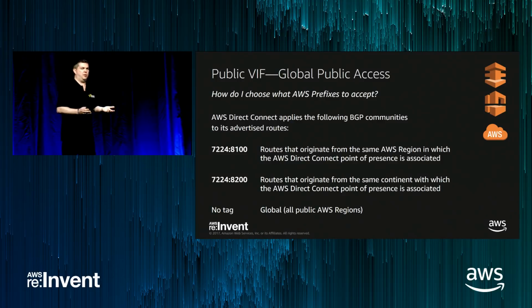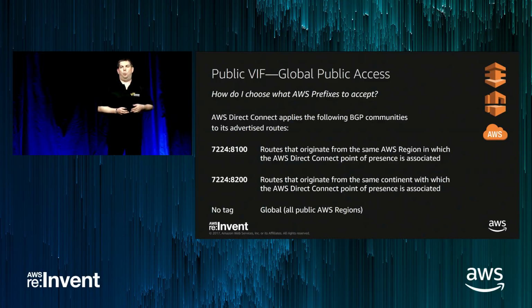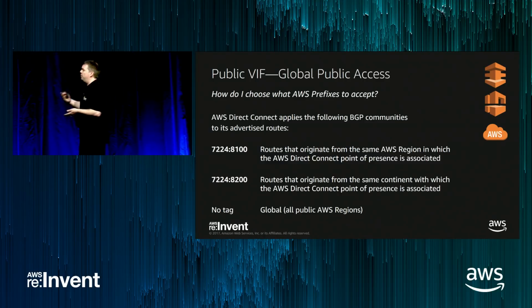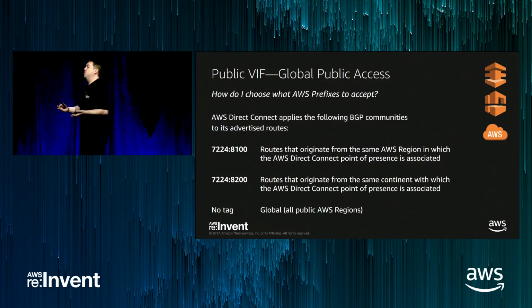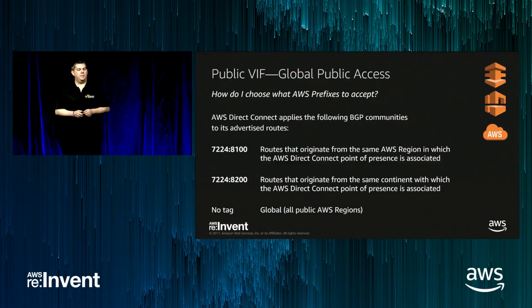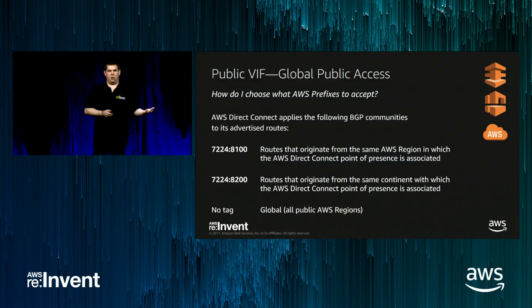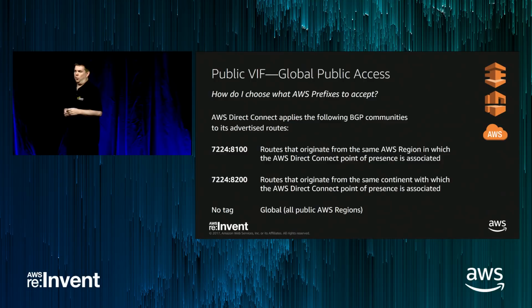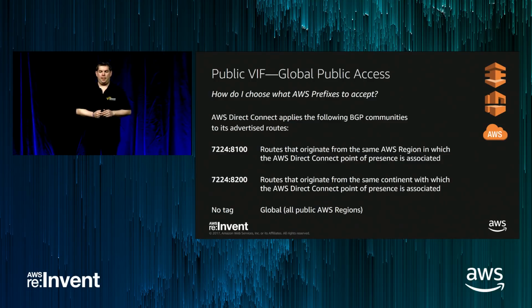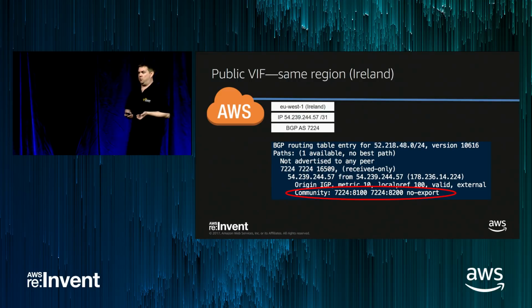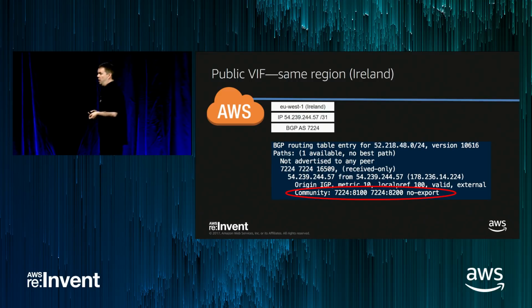So what about the other way around? You're receiving these 2,000 to 3,000 prefixes from us. What if you don't want to receive anything perhaps outside the local region or the local continent? Well, in a very similar way, we're still going to announce them to you, but we attach these communities to each of those prefixes. So you've got 8100 showing that it came from the local region, 8200 from the continent, and if there are no communities other than the no export, it's coming from somewhere else on the backbone. So let's look at an example of this. I actually looked up an IP address here for S3 that was in the EU West 1 Ireland region.